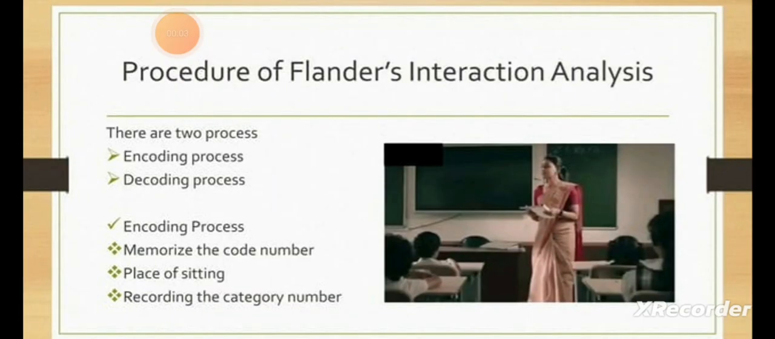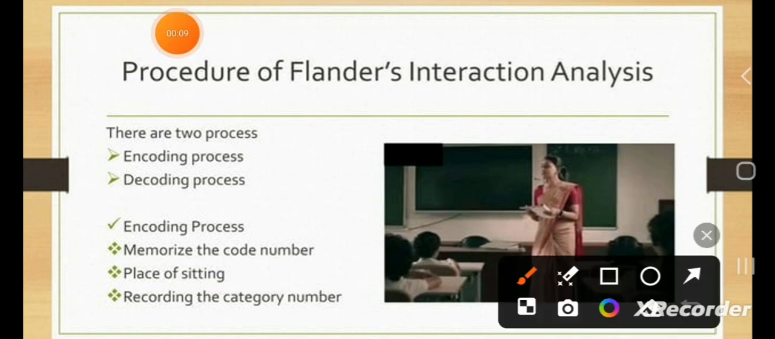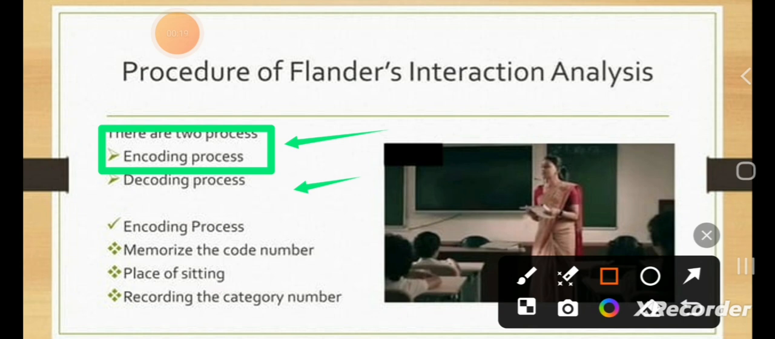Procedure of Flanders interaction analysis. There are two processes: encoding and decoding. Encoding process: memorize the code number. Each category of interaction, for example teacher talk or student talk, is assigned a specific code number. Place of setting: ensure you are seated in a position that allows clear observation of the classroom interaction. Recording the category number: as interactions occur, record the category number that corresponds to the observed behavior in real time.